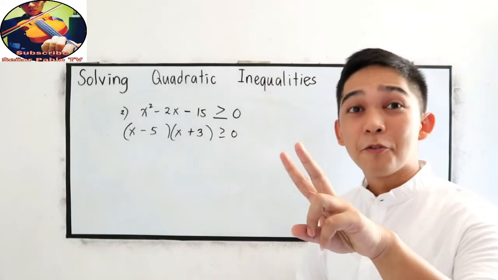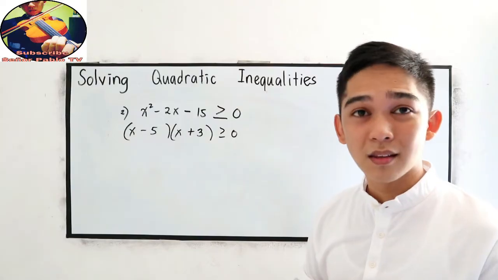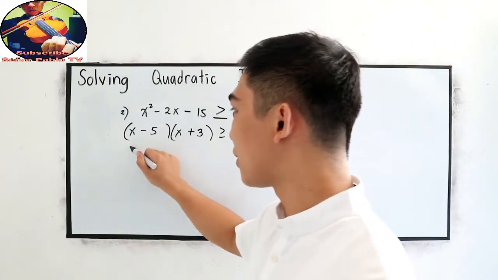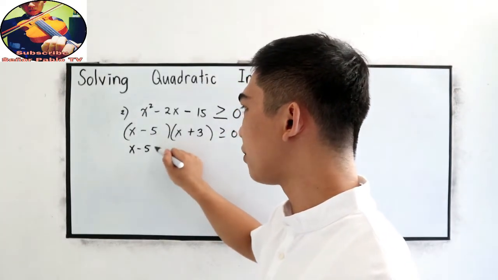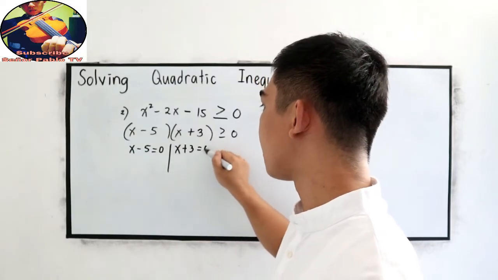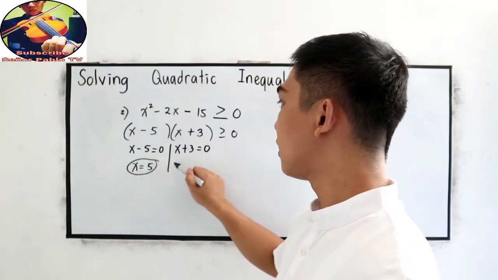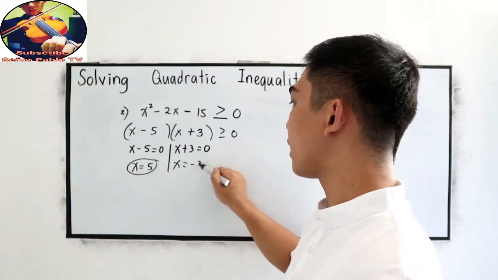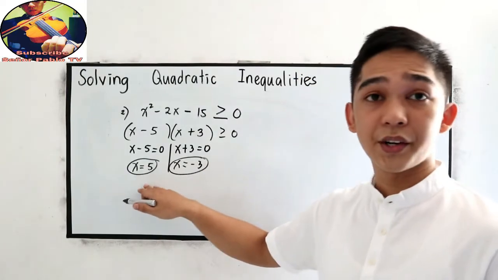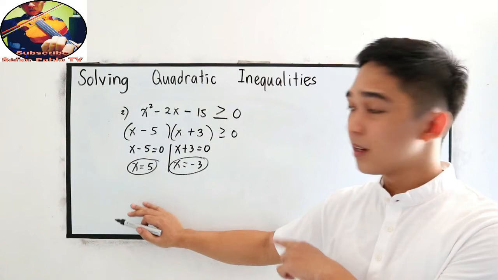Second step, find the zeros of the quadratic inequality. So our zeros are, just equate to 0. X plus 3 is equal to 0. So x is equal to positive 5 and x is equal to negative 3. So this will be our zeros. Take note, that is not yet our final answer.